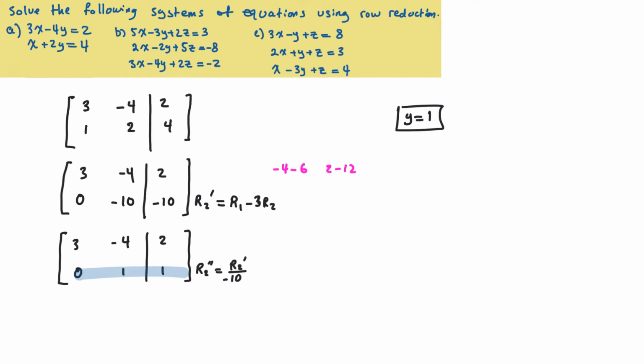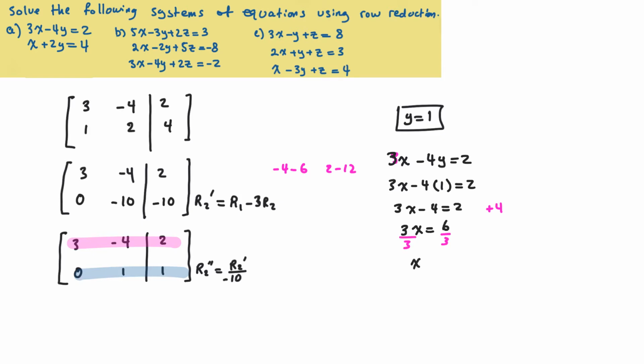And then we are going to use the first row here, and that says that 3 times x minus 4 times y. I'll write it out: 3x minus 4, our y value is 1, and that's equal to 2. So that's 3x minus 4 is equal to 2. 3x is equal to, I'm going to add 4 to both sides, and I will get 6. And then I'm going to divide both sides by 3 to get an x value of 2 as my final answer.